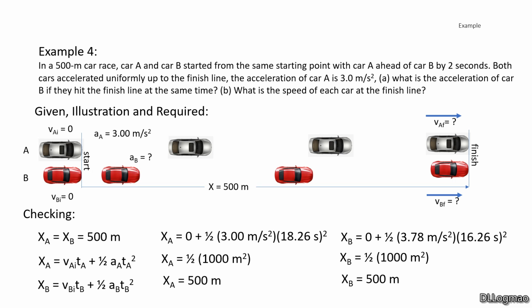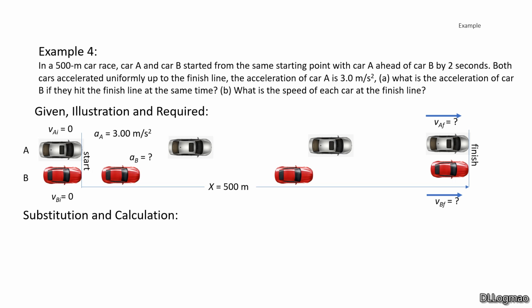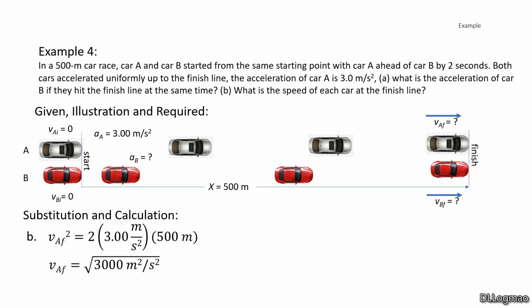How about the velocity of the two cars upon hitting the finish line? The final velocity of car A is the square root of 2 times 3 meters per second squared times 500 meters.